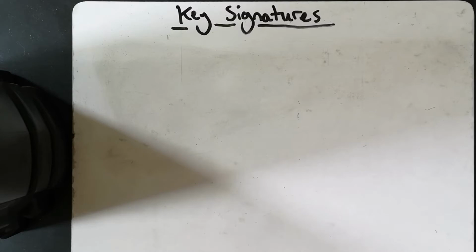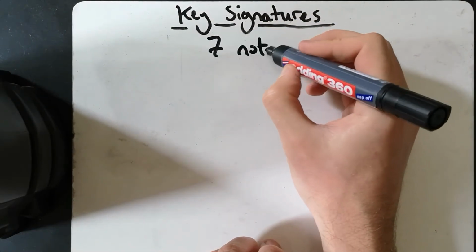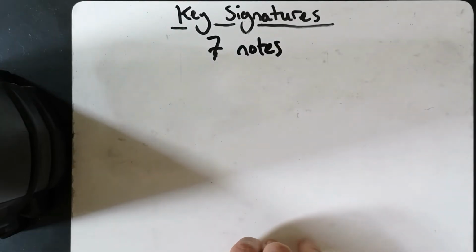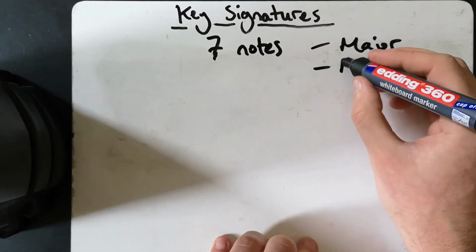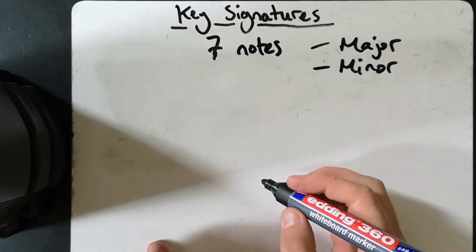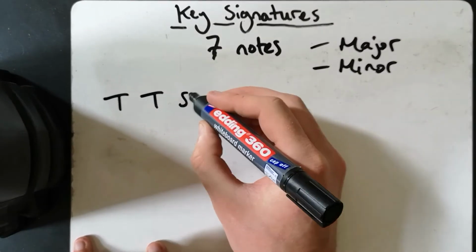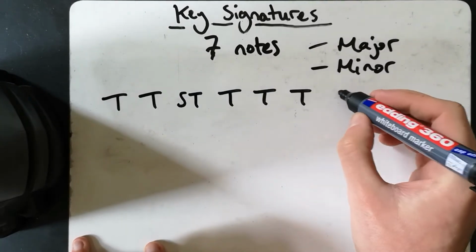Okay, so first of all, we're looking at the pattern which makes up key signatures, how to work out a key signature. Every key signature will have 7 different notes. Okay, that's just a given. That's in every key signature. Key signatures will either be major or minor. Okay, and to work out any key signature, the pattern is tone, tone, semitone, tone, tone, tone, semitone.